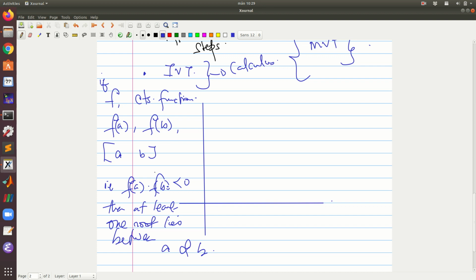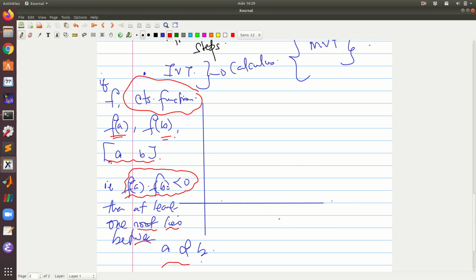In other words, just to go through this once more, we are saying that if f is a continuous function, and we want to find whether a root exists on this interval [a, b], if f(a) and f(b) are of different signs, i.e. their product is negative, then at least one root lies between a and b. The logic in the intermediate value theorem tells us that if a function is continuous, it is not going to skip any value.